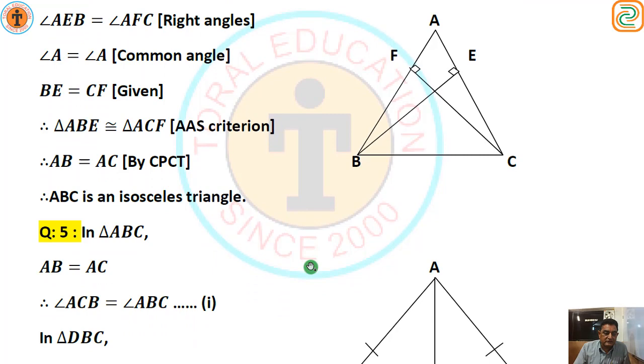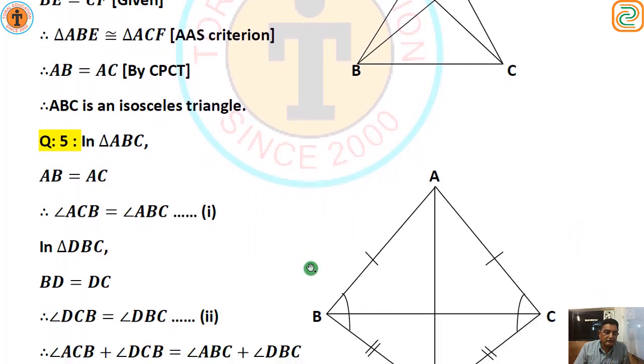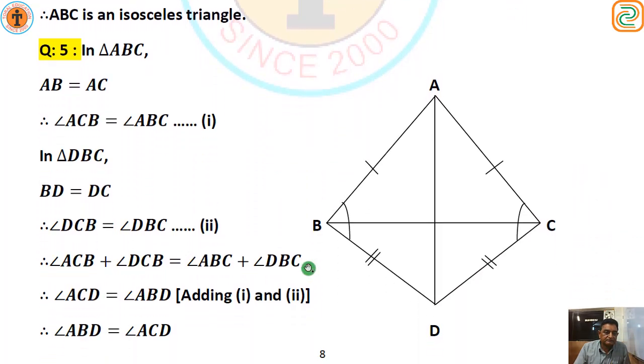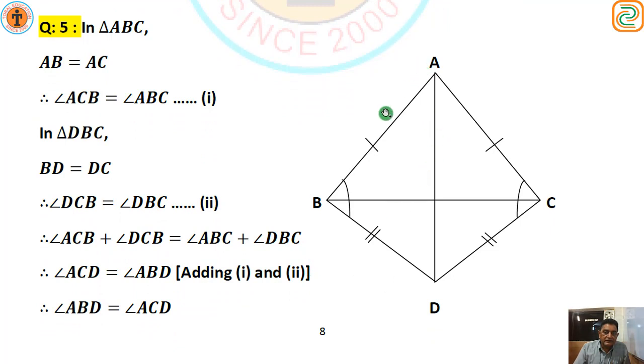ABC and DBC. Look at the figure. ABC and DBC, two triangles, are two isosceles triangles on the same base BC. BC is the same base. Isosceles triangle, that means BD equals DC and AB equals AC. Show that ABD equals ACD.